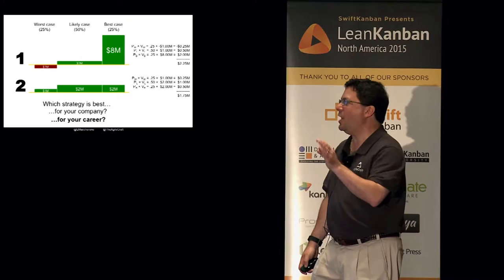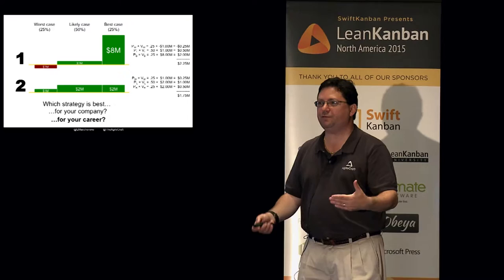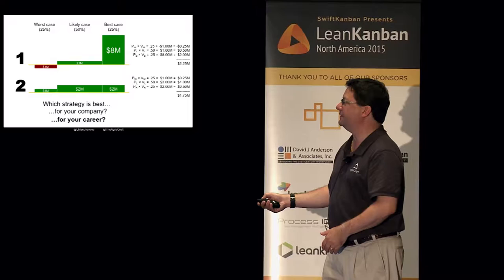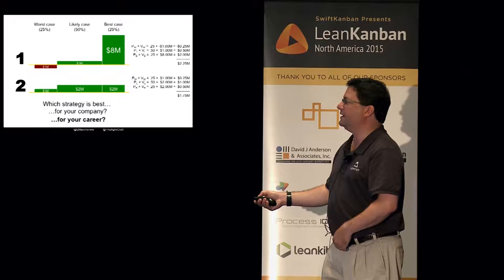So how do you decide which of these projects to do? How do you figure out which is best for your company? Well, we're going to use that formula I just showed you in a very simplistic example. So we're going to take the probability of the worst case scenario happening, which is 0.25, and multiply it by the value of that worst case scenario, which is negative one million. And that gives us -250,000.